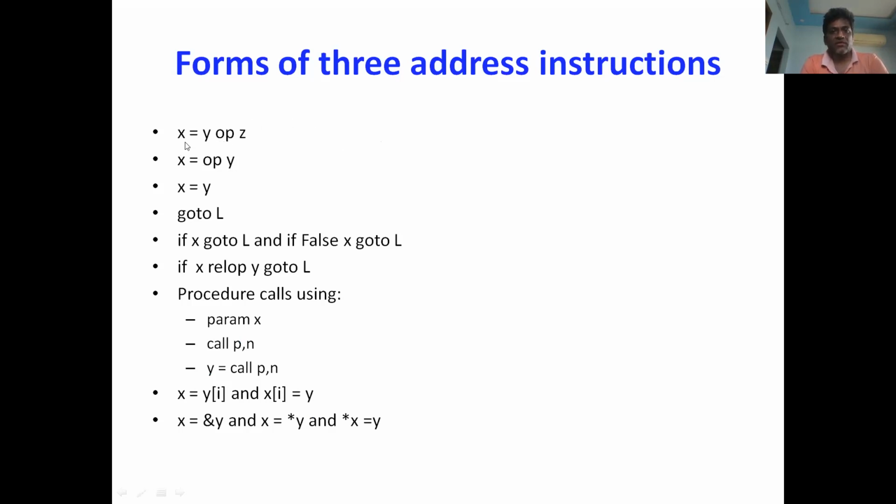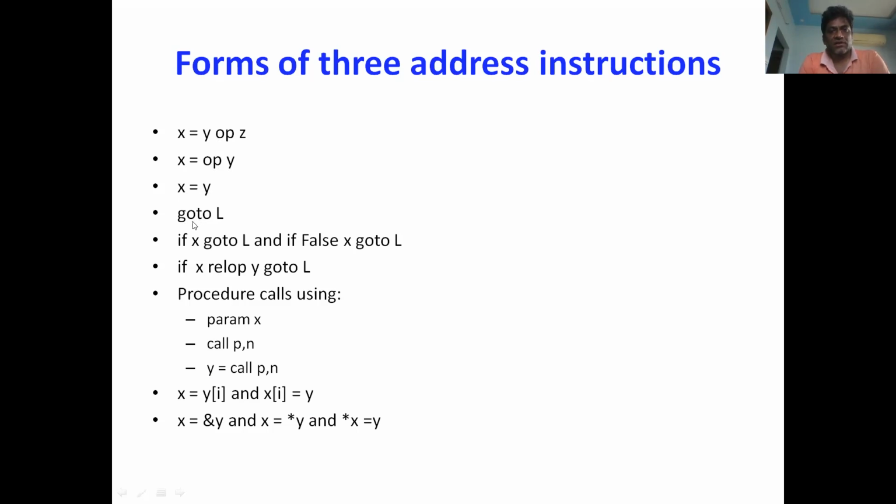So one possible way of representing three address instructions, this is the most general way of representing binary operators: x is equal to y op z. Always remember that on the right hand side you can have at most one operator. So this contains one operator on the RHS of this assignment operator. So it is valid. x is equal to op y, and this contains a single operator on the RHS. So this is also valid. And this contains no operators on the RHS. x is equal to y is a valid operation.